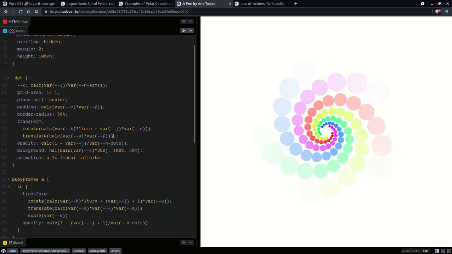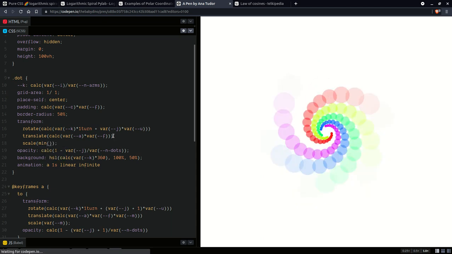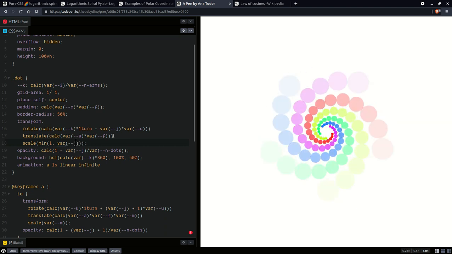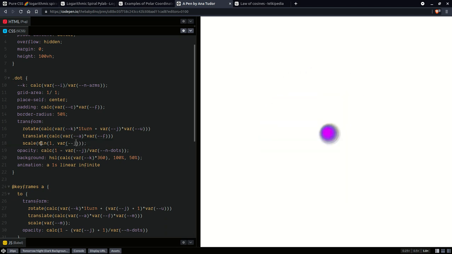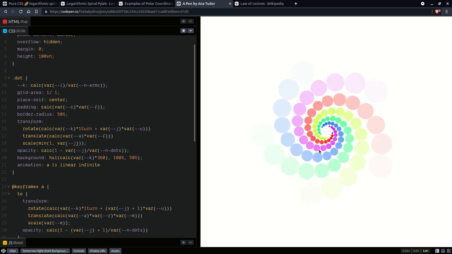So here we're going to add a scale that's going to be the minimum between 1 and j. Now this is going to be 0 for the first one, which has j0, and it's going to be 1 for all the others. And you can still see that tiny shift, right? And that's because of rounding issues.